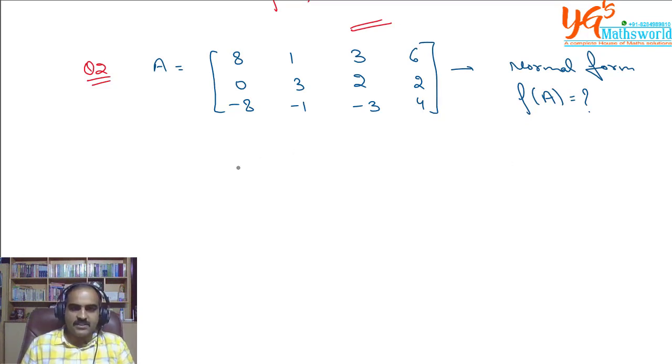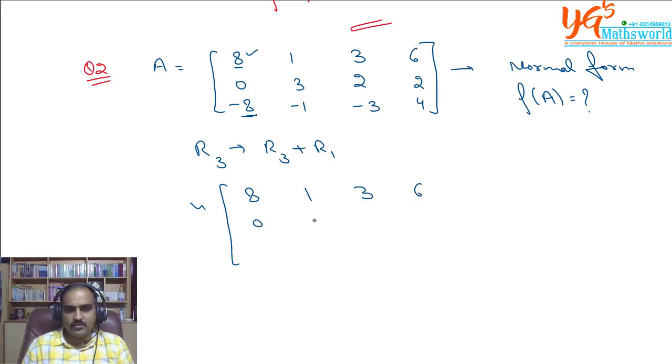Now, the very first step is to make ones and zeros. Now, this one is 8, I don't have 1, but if I add R3 and R1, that will make this part 0. So I am operating the first step in that part. So on R3 I am applying R3 plus R1. So 8, 1, 3, 6, 0, 3, 2 and 2, minus 8 plus 8, 0, minus 1 plus 1, 0, minus 3 plus 3, 0, 4 plus 6, 10. So I have obtained that these two elements are 0.